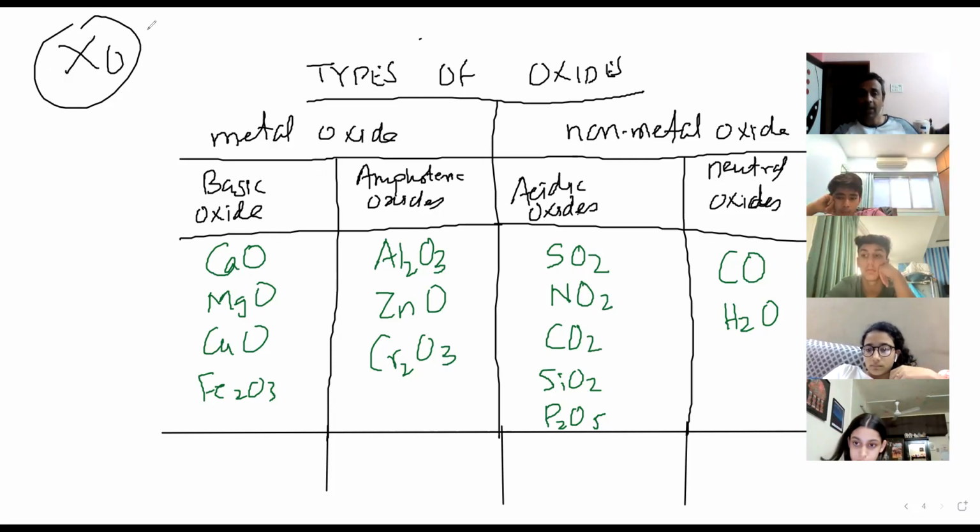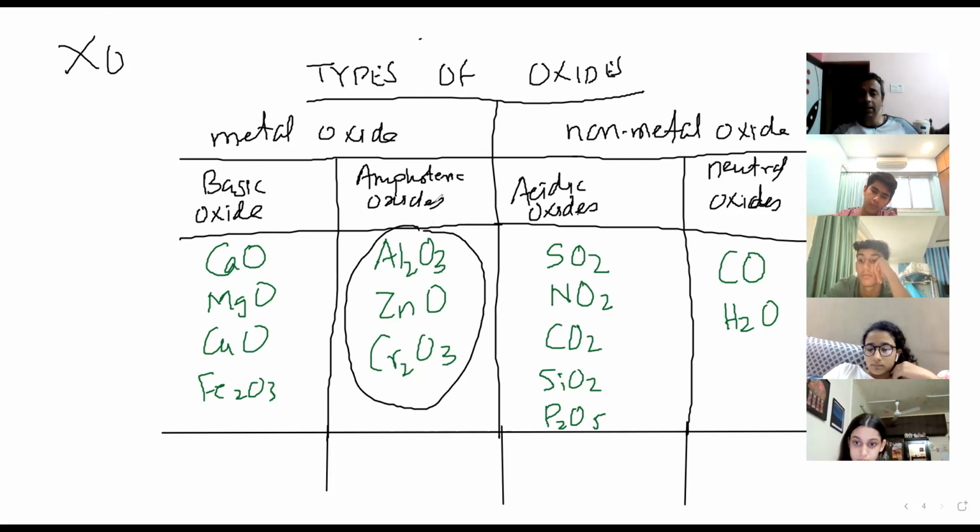Similarly, if X is a non-metal, then check if it is carbon monoxide or water: neutral. If no, any other non-metal oxide is acidic. That's how you decide. So you just need to remember the exceptions in that category: which metal oxides are amphoteric, and which non-metal oxides are neutral. Others are basic or acidic.